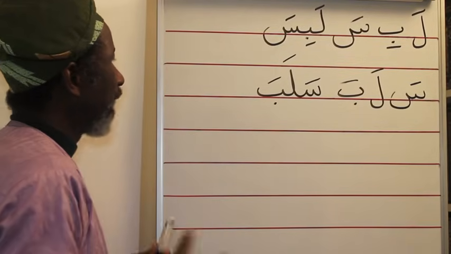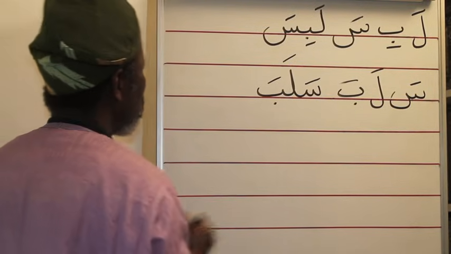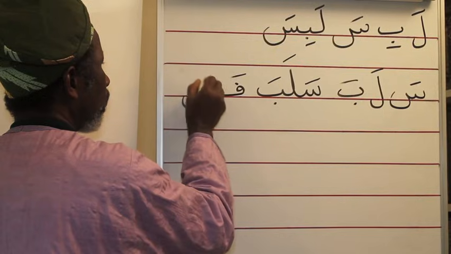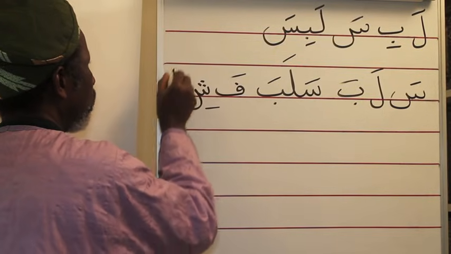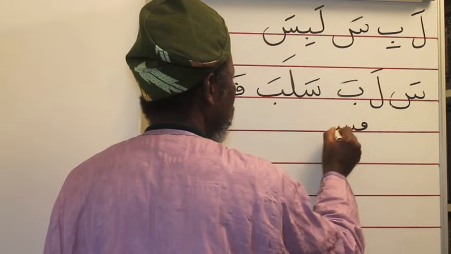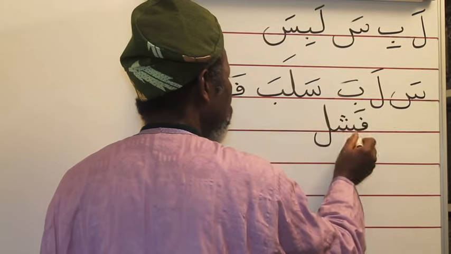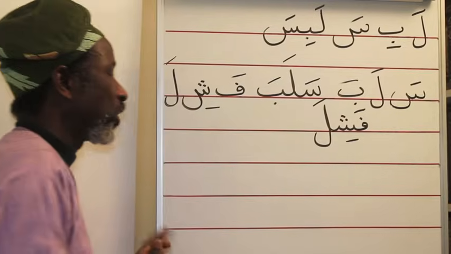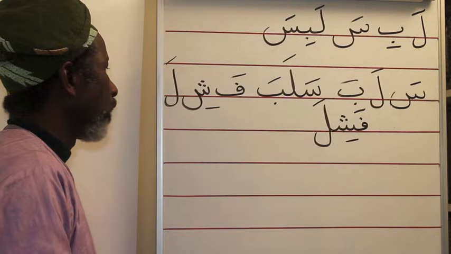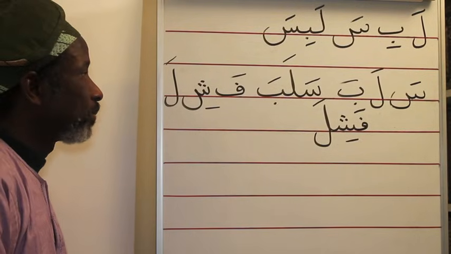Lam in the end will be fashila. Fa, shi, la. Fashila. Let's join that. Fa, shi, la. Fashila. The next letter will be mim. After the lam follows mim.